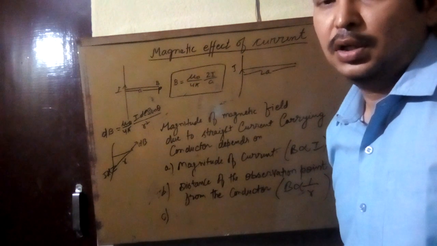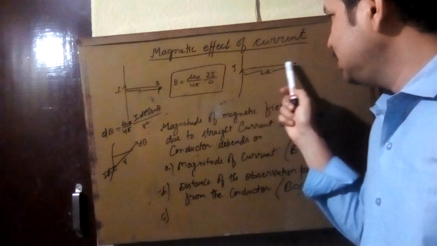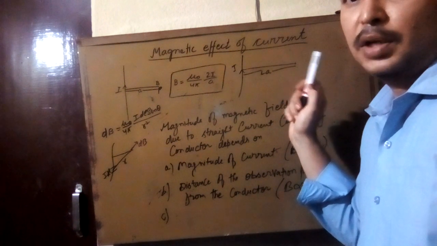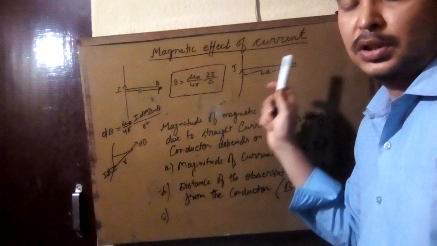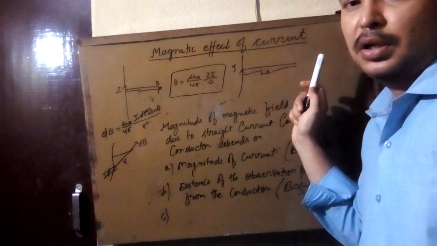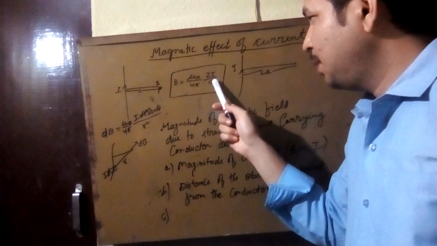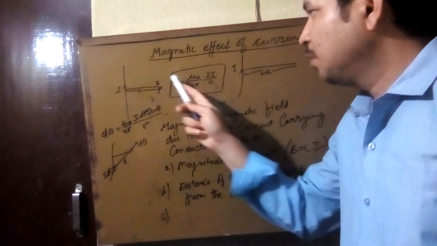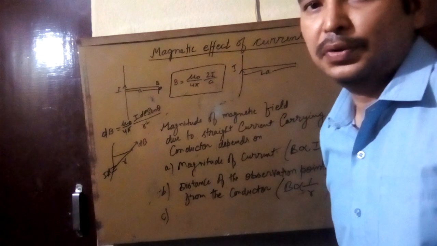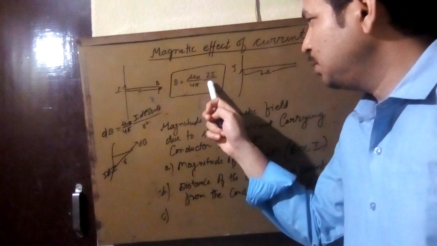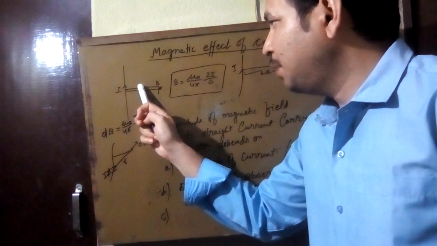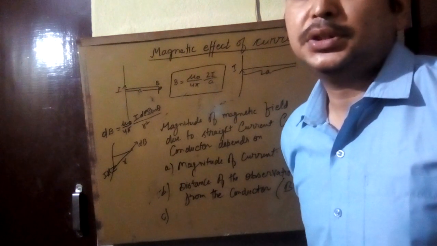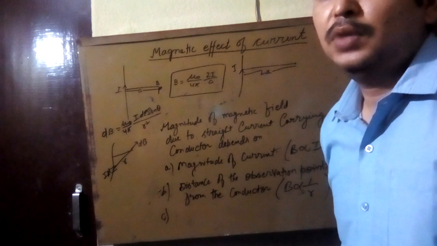It is inversely proportional. So if you go on increasing the distance, suppose to a distance of 2A, with the current constant, remember the current is not changing, then when the distance becomes 2A, the magnetic field becomes half. When it becomes 4A, the magnetic field becomes 1 by 4. Similarly, when you decrease the distance, suppose you come to A by 2, what will the magnetic field be? The magnetic field will increase by 2 times. So that is the meaning of inversely proportional.